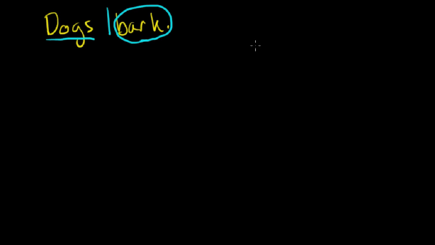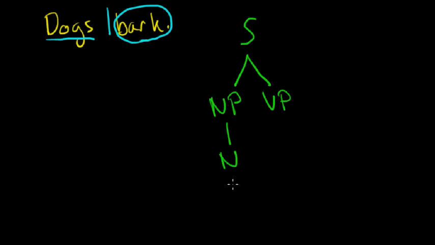Okay, let me walk you through it now. At the top we have S for sentence, remember. Then we have two branches, our noun phrase and verb phrase. So you should have put NP for noun phrase and VP for verb phrase. Then underneath NP you should have put N for noun and dogs. Under verb phrase you should have put V for verb and then bark.